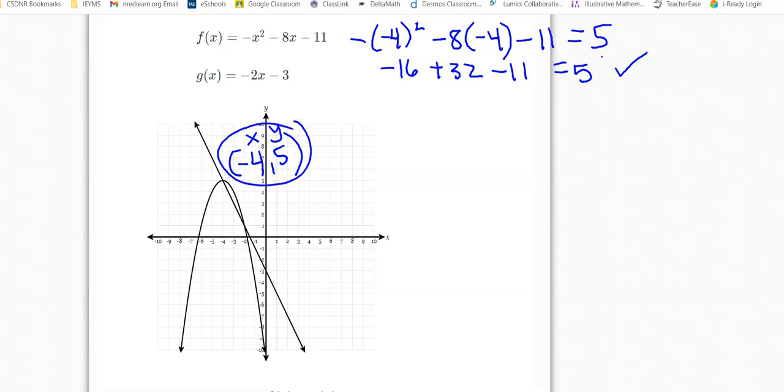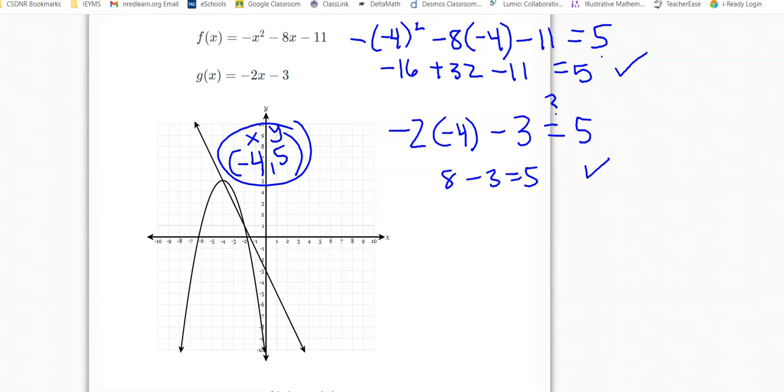If I put these same values into g of x, which was this, if I put a -4 in for x, will y be equal to 5, right? That's what we're checking. So -2 times -4 is 8, and 8 minus 3 is 5. So these two values make f of x true and g of x true, so that means they are a shared value.